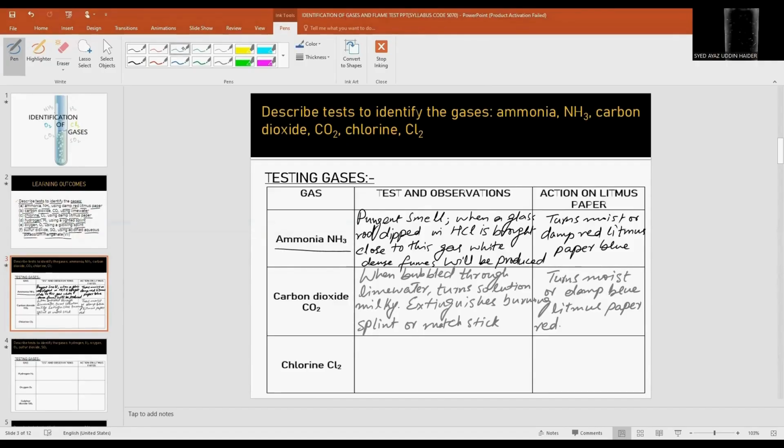Chlorine, it's a yellowish green or pale green gas. The gas is also acidic in nature, which initially turns blue litmus paper red, then bleaches damp litmus paper.